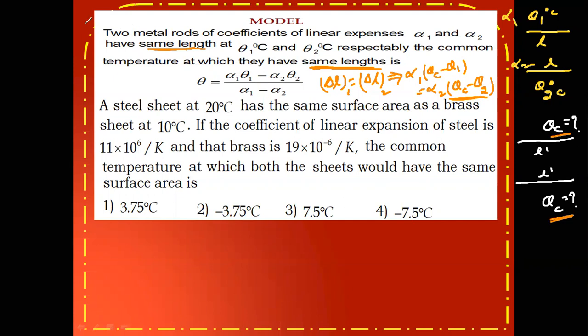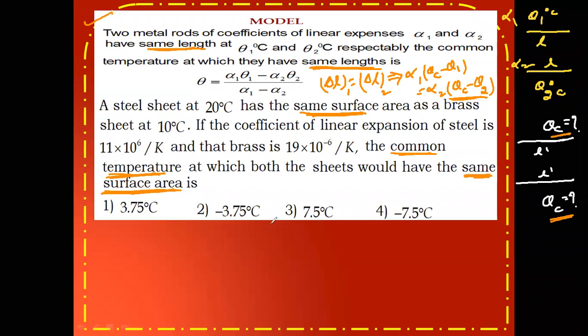So based on this, the application that they gave here is, initially I am taking a surface area, the same surface area they gave, and they ask you to find out the common temperature at which they again have the same surface area.